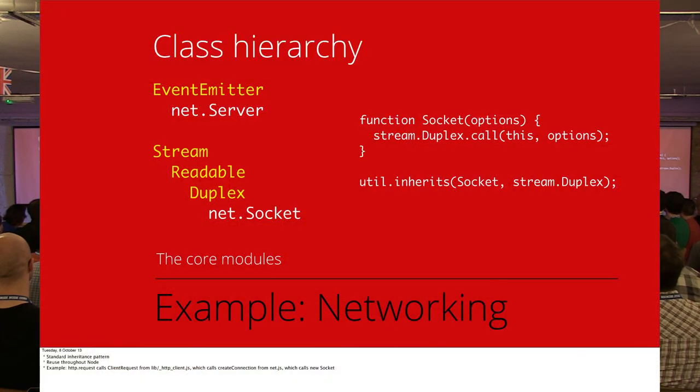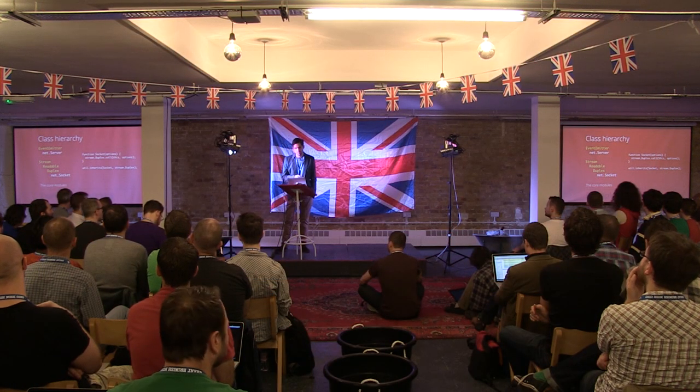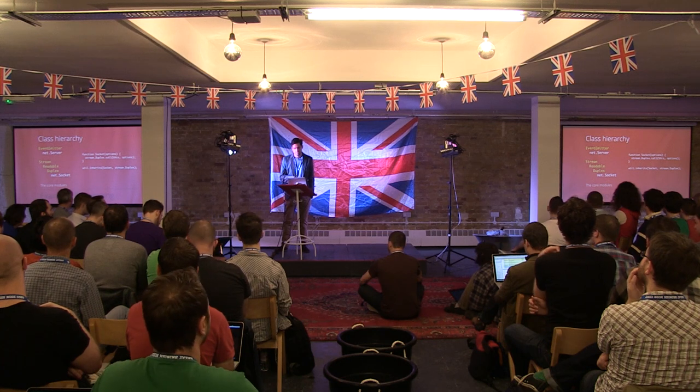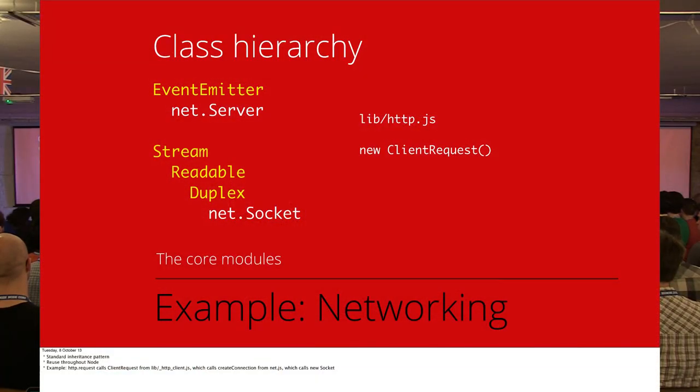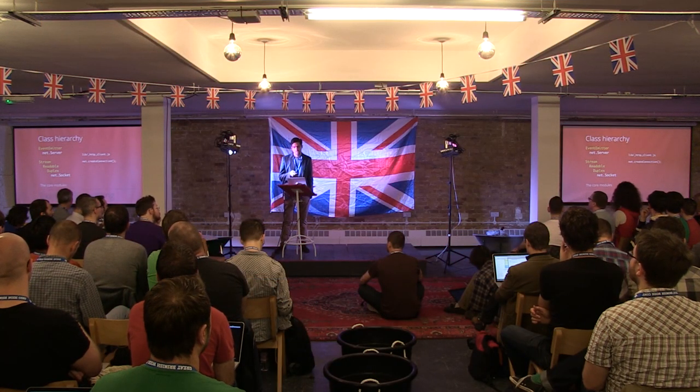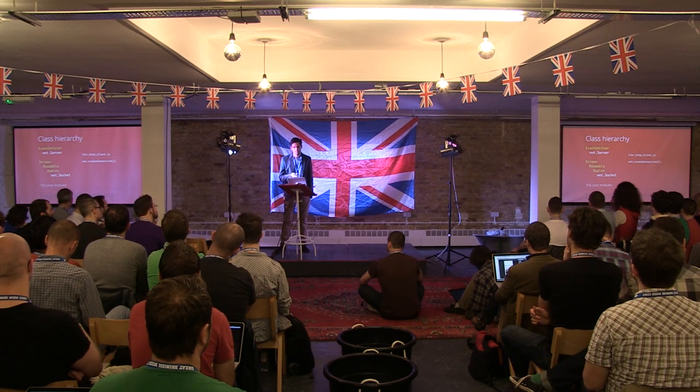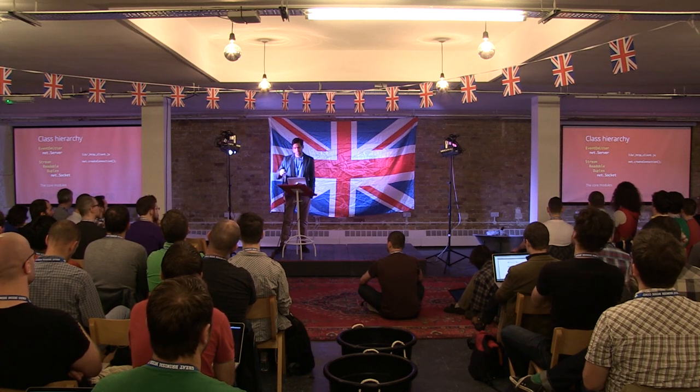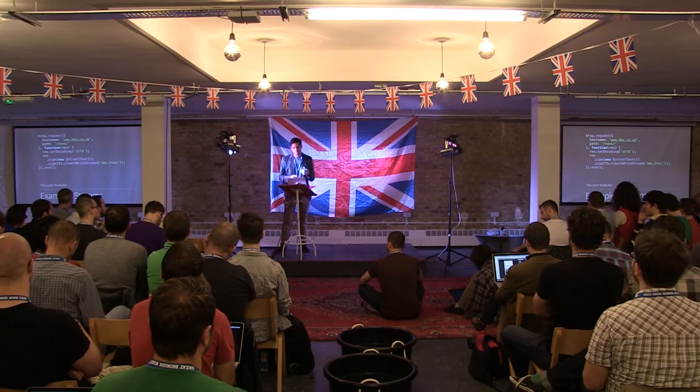So here's how that works. It uses util.inherits. And that's really Object.create in ECMAScript, but I think it makes it easier if you just use util.inherits. And it calls the constructor, so it's calling the parent constructor. In this case, it's the duplex stream. And then it inherits from it. In lib/http.js, you will find new ClientRequest. ClientRequest uses net.createConnection. net.createConnection uses net.Socket. So we've got this heavy amount of internal reuse, and we have a lot of prototypal inheritance going on.